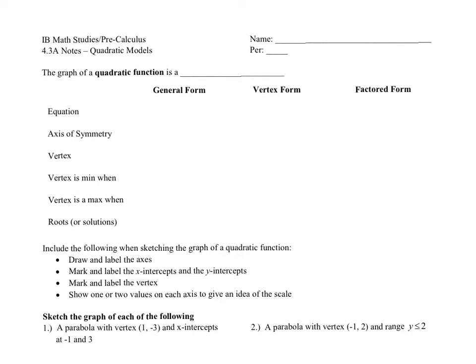So let's first of all review the difference between the general form, the vertex form, and the factored form of a quadratic equation. But I guess before we do that, we should fill in this first blank. As you recall, the graph of a quadratic equation is always going to be a parabola. All right, so let's go ahead and start reviewing those equations.